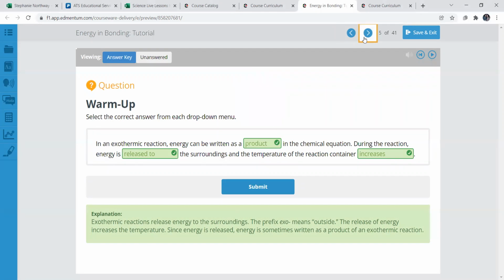So then the explanation is as follows. Exothermic reactions release energy to their surroundings. The prefix exo means outside. It means that they release energy on the outside.